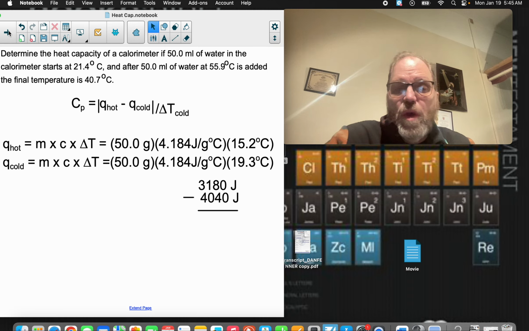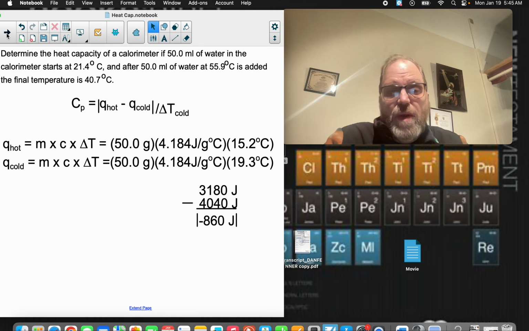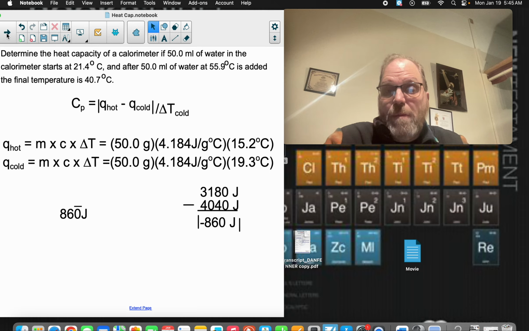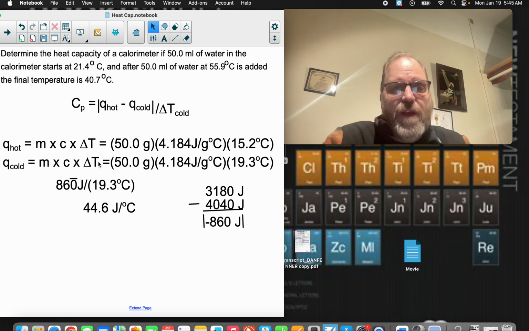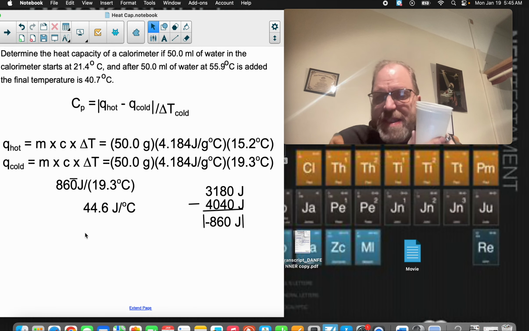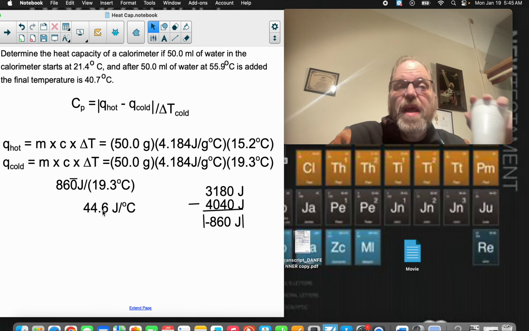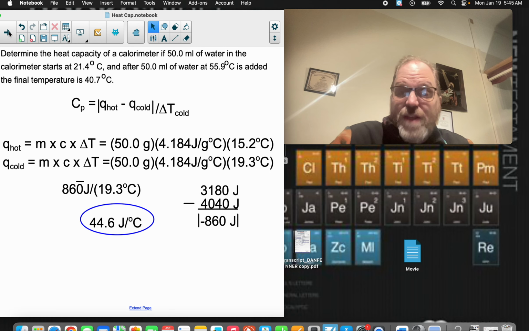We subtract those, we get a negative 860 joules, absolute value, and that's going to have a bar on top because remember the last significant figure column, 0 there. So we end up with 3 sig figs, and the cold temperature difference was 19.3 degrees Celsius. Divide them through. So that means for this calorimeter, every degree Celsius is going to absorb 44.6 joules, and that's the capacity of this calorimeter. Now, that's the answer there.